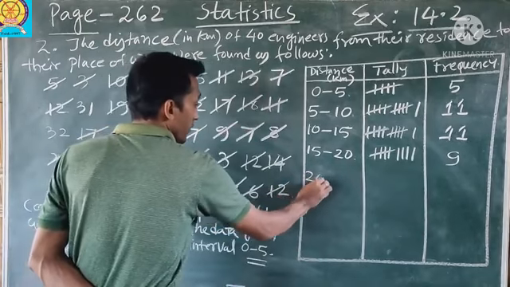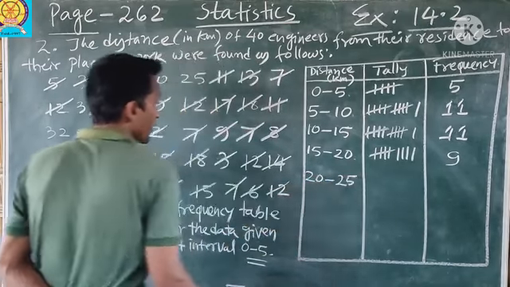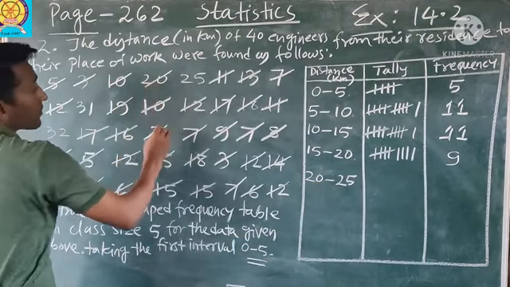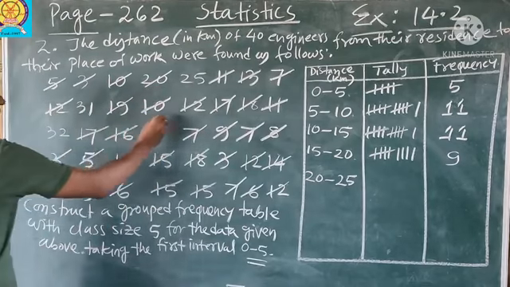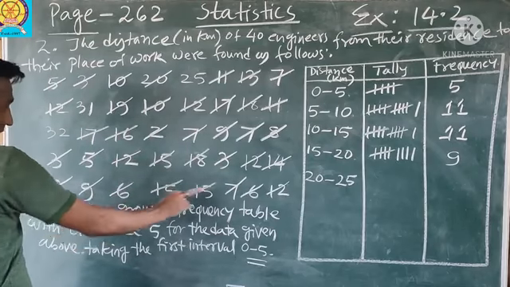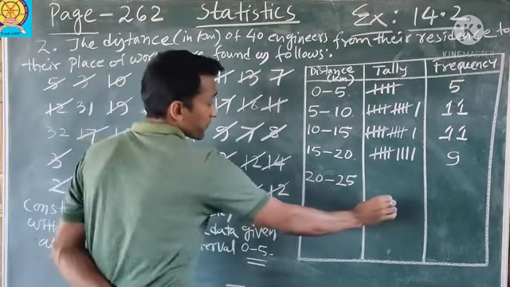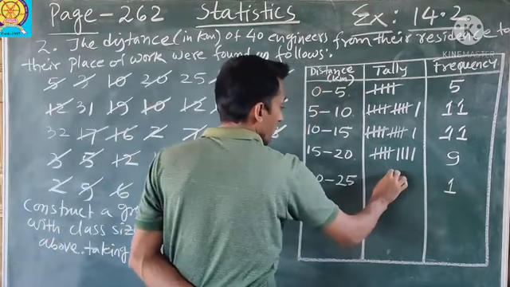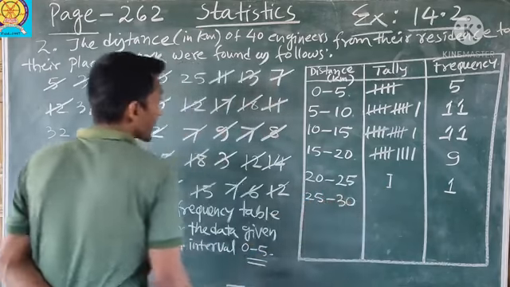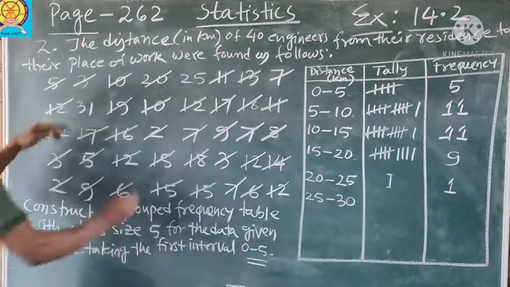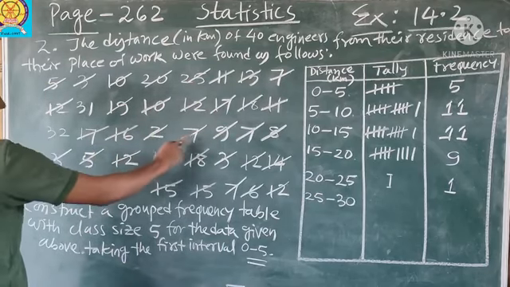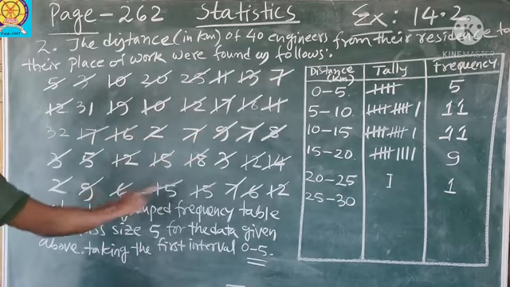Next, 20 to 25. 25 is not included. In 20 to 25 there is only 1. Then 25 to 30. There 30 is not included. Here also only 1.